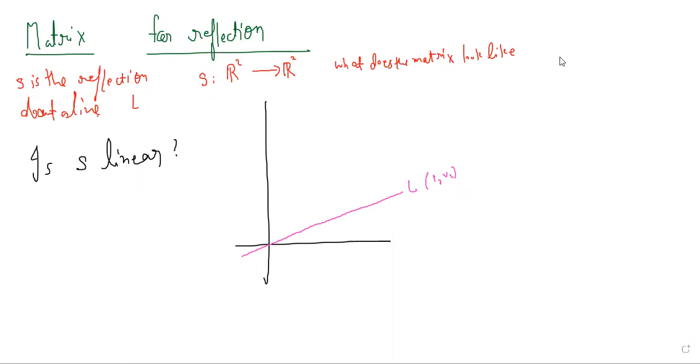Now, certainly this is a linear function. Can we check that it's a linear function? Certainly, you can do that. But you can also see it directly. You can also see it very directly. So you can just take this vector and another vector, and reflect them, and then reflect that sum. You will see you get the same thing.